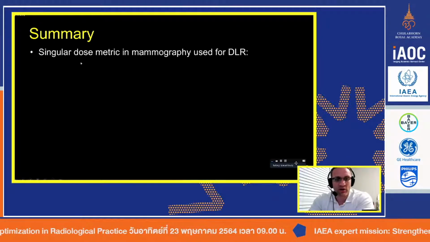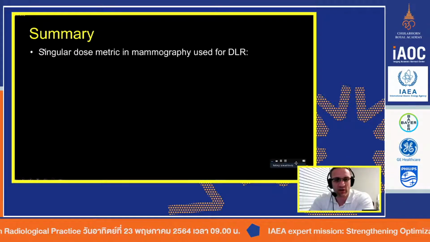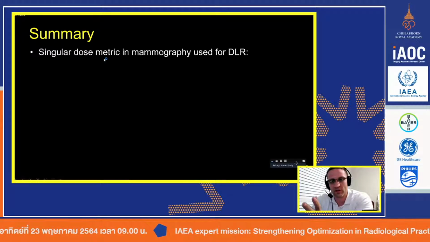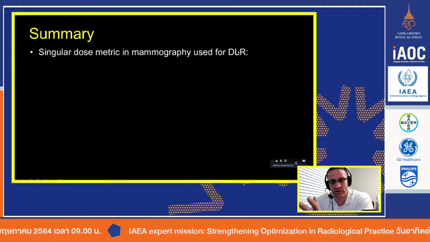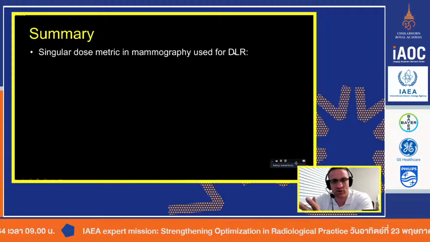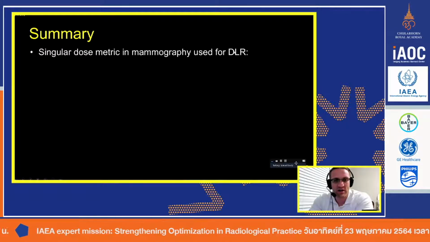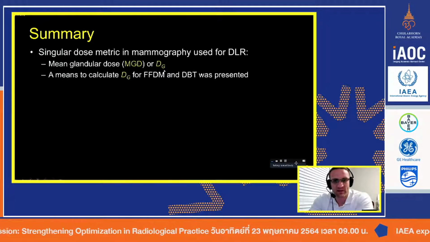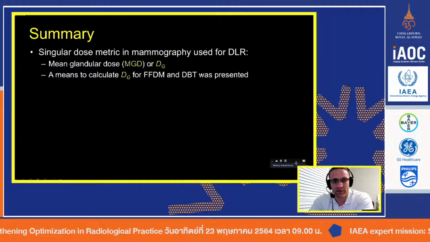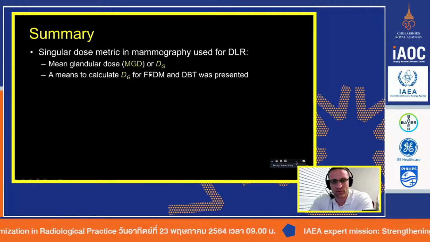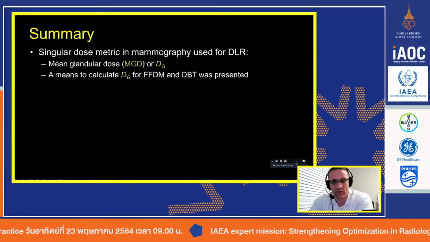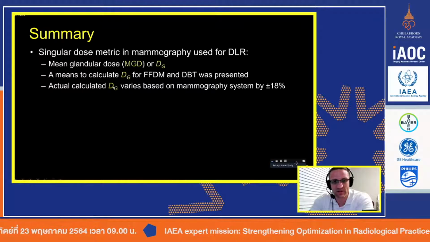All right, so just a quick summary of what we've been talking about. The singular dose metric that we use currently for diagnostic reference levels, my apologies, that's typed wrong, DRLs, is the mean glandular dose, or the D sub G. We went through all the different ways to calculate that for full field digital mammography, and I showed the one way we calculate it for tomosynthesis.